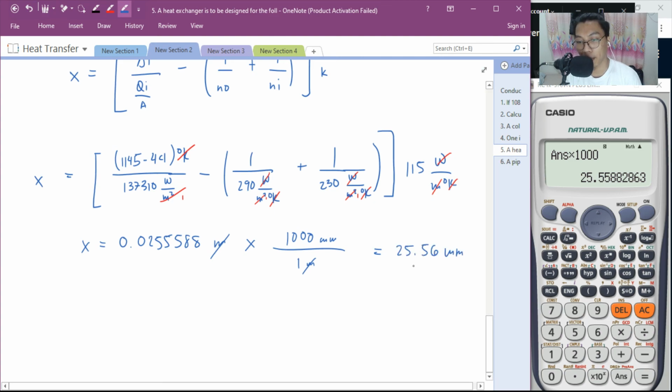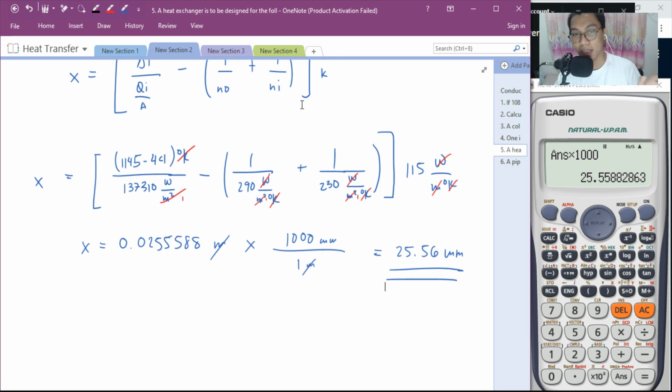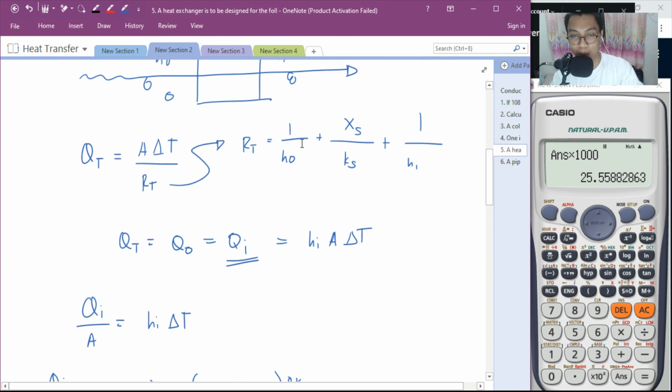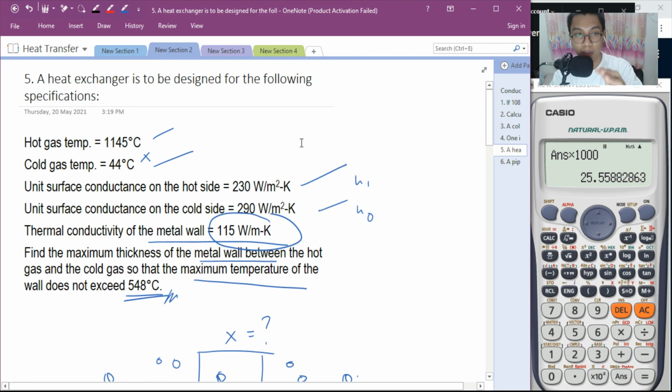Okay. I think yun lang yung dapat na ituro ko sa inyo for this day. Yan lang yung mga napakahihirap na problem pagdating ng ating heat transfer. Nagiging mahirap lang siya kasi ang haba nung calculation. And you have to think of the proper steps on how you will solve it. And I think that will be all.